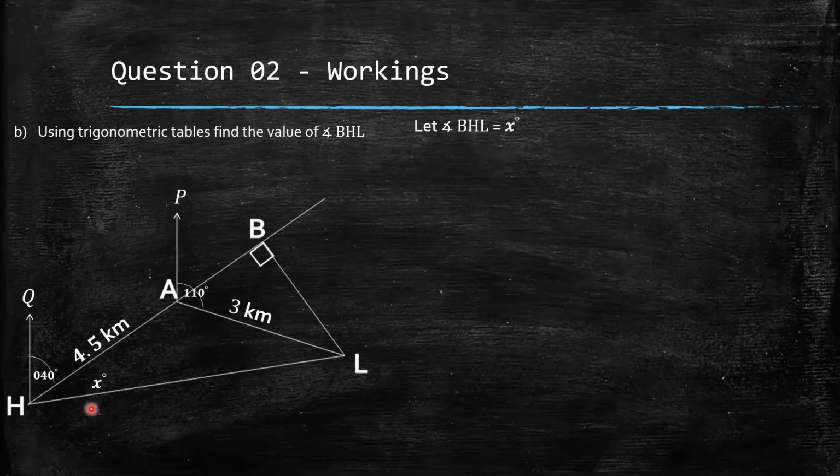In order to find X, now you know this BHL is a right angle triangle. So according to this angle, BL will be my opposite side, HB will be my adjacent side and HL will be my hypotenuse. So if you know any two sides, you can find the value of X using trigonometric expressions. So let's see how I'm going to find it.